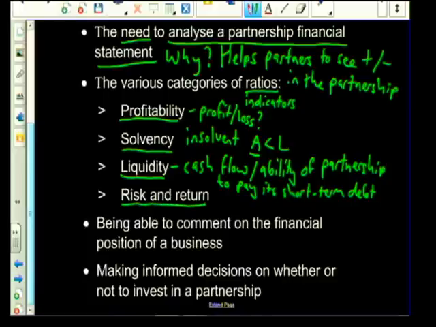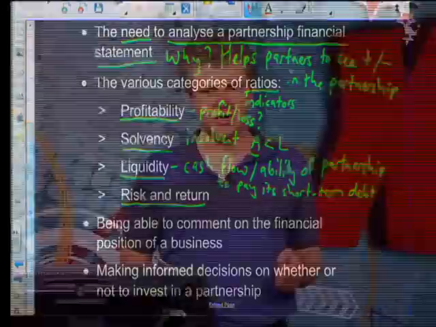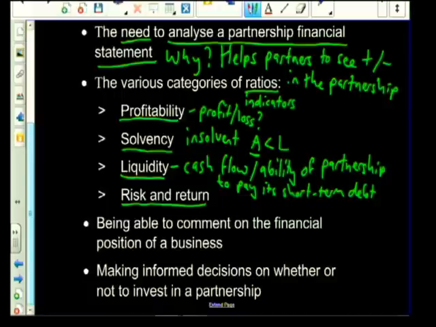Then finally, we've got risk and return. Risk and return relates to how risky it would be for a potential investor to put money into the business. Is this a business that is likely to do well? Or is this a business where an investor is likely to lose his or her money? How risky is the business? And also, what is the return that the business will earn?